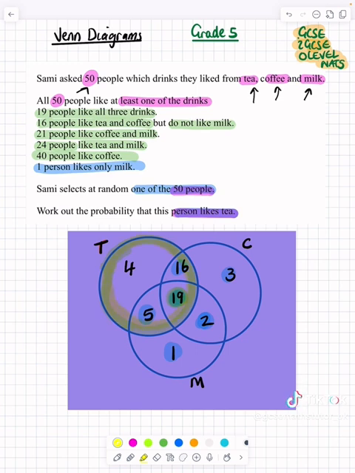If we add all the numbers in this section together, this comes to 44 people in this tea section. So 44 out of 50 like tea. That is the probability of picking a person who likes tea from all these 50 people. So this is how this question is done when you have a Venn diagram with 3 overlapping circles.